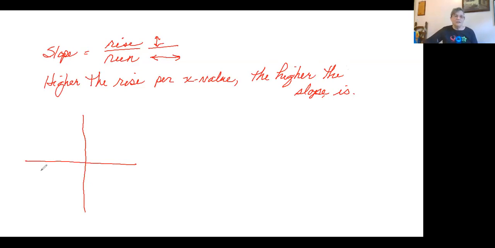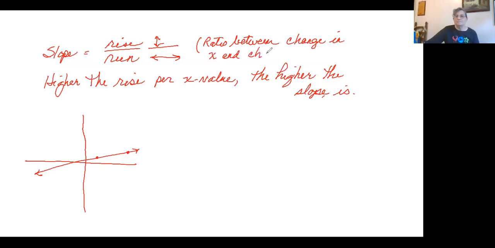So if we had this line, the slope is the ratio, it's the ratio between the change in x and change in y. Since it's a ratio, it doesn't matter which point you use to calculate it.